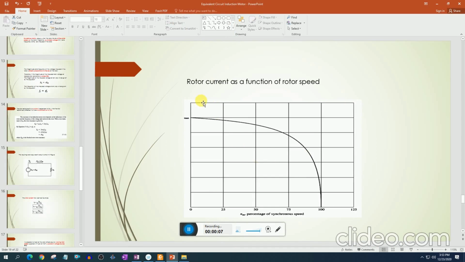Now this graph is showing the rotor current as a function of rotor speed. In the beginning, when the rotor speed is 0, the relative motion between the rotor and the stator magnetic field is very high. E induced is very high, so the induced current is very high. Similarly, when the speed of the rotor increases, the induced voltage decreases and induced current also decreases, and when it reaches 100%, the induced voltage is 0 and the induced current will also be 0. So this is the graph of E induced as a function of rotor speed.